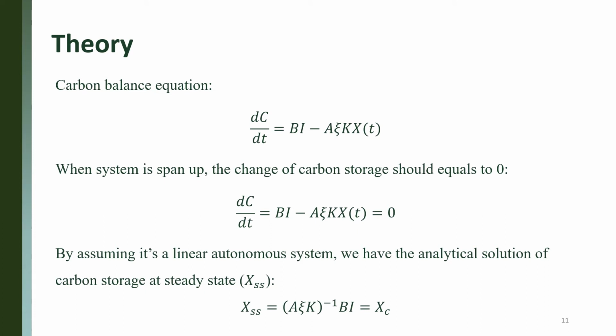So we started to think about whether an analytic solution exists for the carbon cycle model system. We found that if we formulate the carbon dynamics into the matrix equation, the analytic solution should meet the second equation when dC over dt equals 0. If B, I, A, C, and K are not related to pool size or time, which we call a linear autonomous system, the analytic solution can be easily expressed by the third equation, which is the carbon storage capacity.